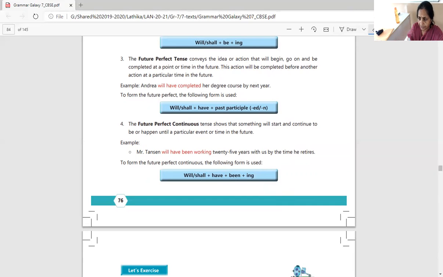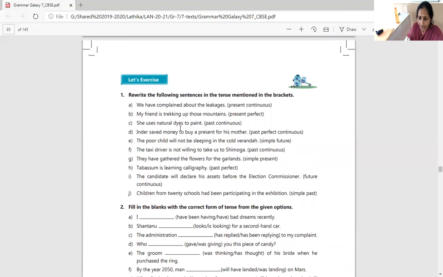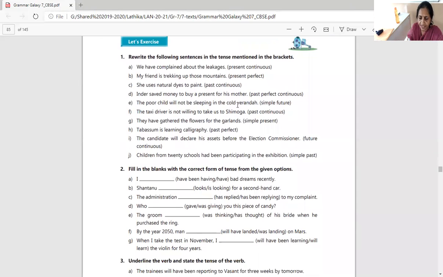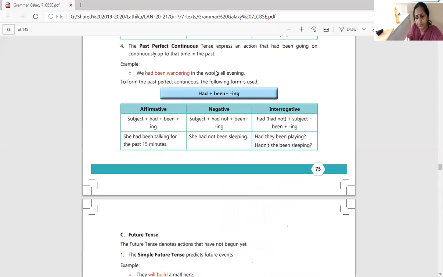So now we will go to the exercises. Yesterday we had done a few of these. I will give you some time. You can continue with these exercises and then we can check the answers. So present continuous. I hope the different tenses are clear now.